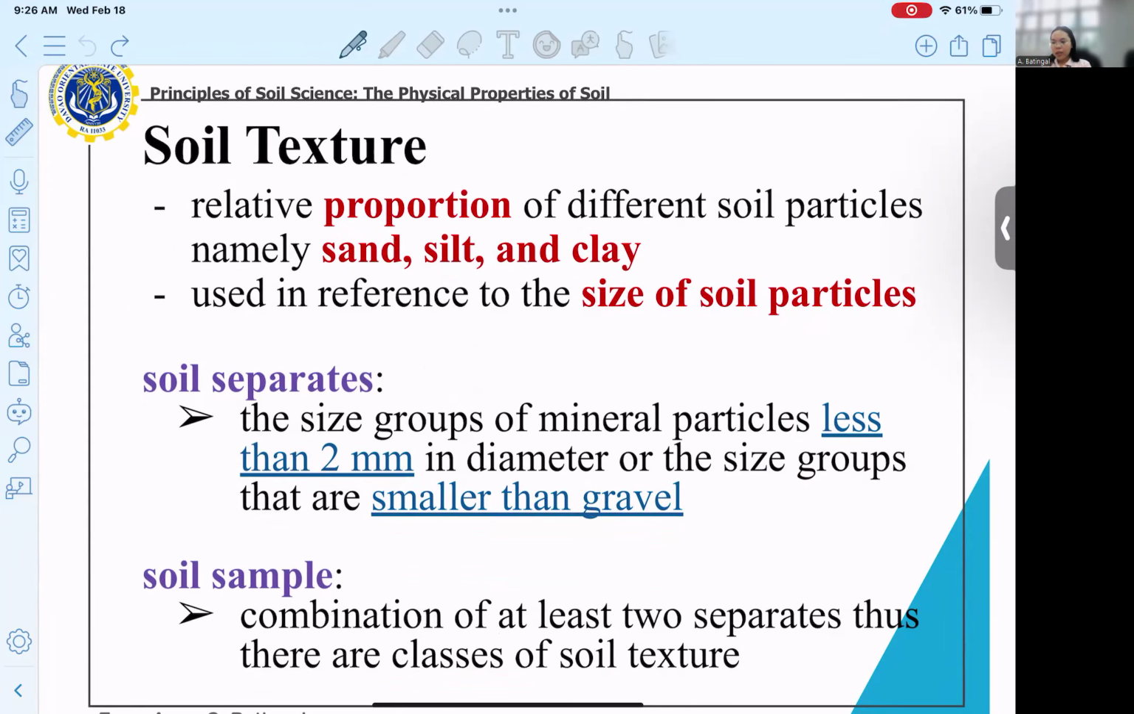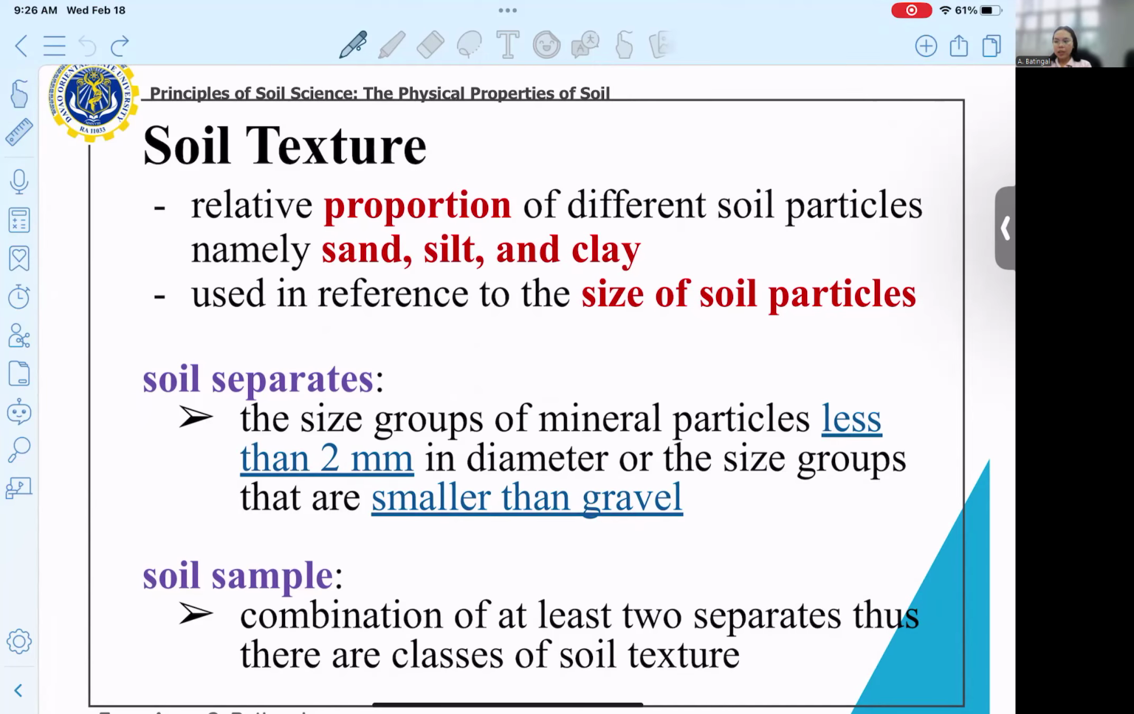This refers to the size groups of mineral particles less than 2 millimeters in diameter or the size groups that are smaller than your gravel. Now, these soil separates refers to your sand, silt, and clay. So they are around less than 2 millimeters in size. Now, the distribution of these soil separates dictates your soil texture. So, soil texture is important because it influences the amount of water that the soil can hold.